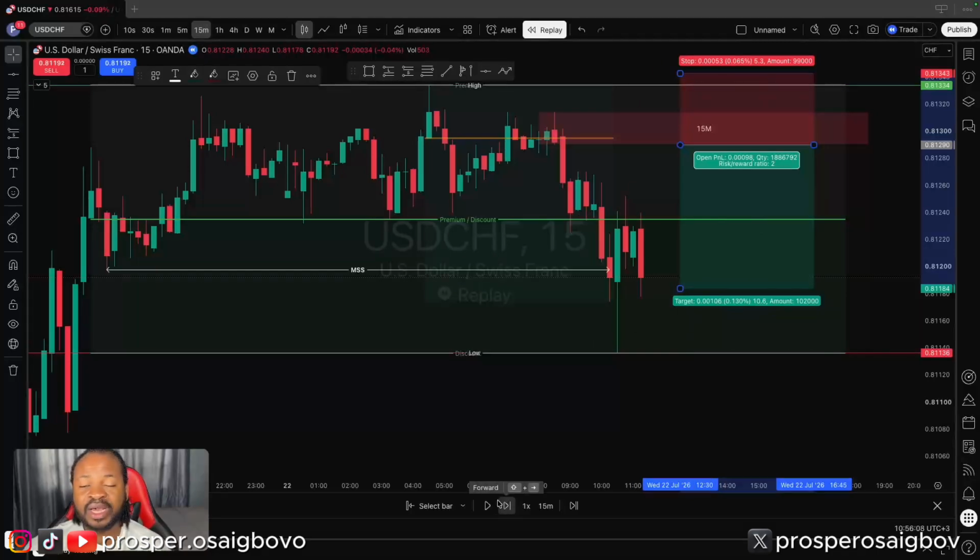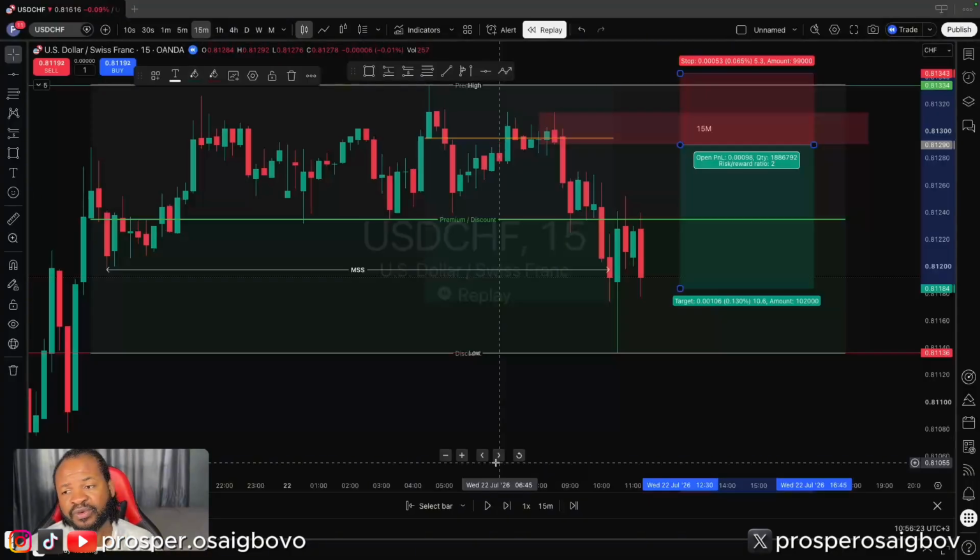Right. So now what I want to see is a lower time frame confirmation of this 15-minute bias. Now, if you don't understand time frames, I can break it down for you. If you're a swing trader and you trade on the 4 hour and you're looking for the best time frame for confirmation, you should be looking at the 15 minutes.